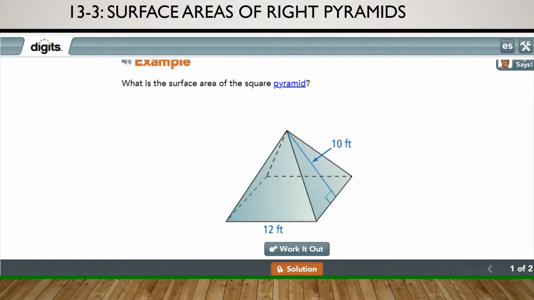Alright, first thing we're going to do to figure out the surface area of this pyramid is find our lateral area. So first write your formula. Lateral area equals 1/2 the perimeter of the base times the slant height.